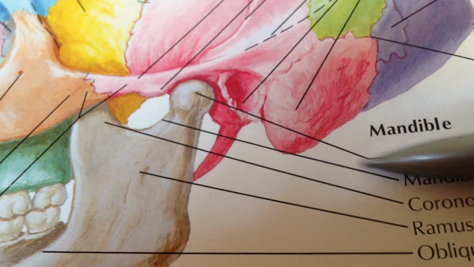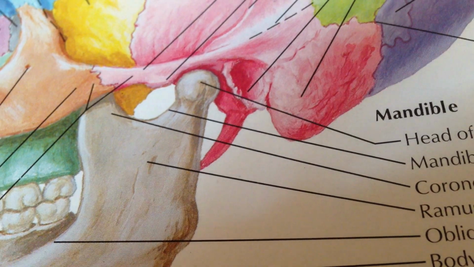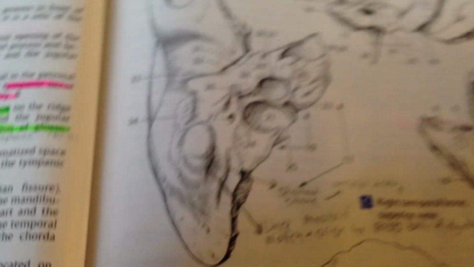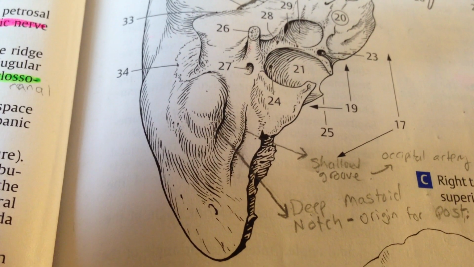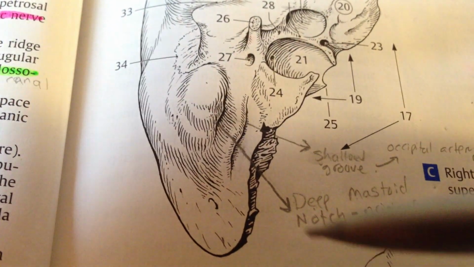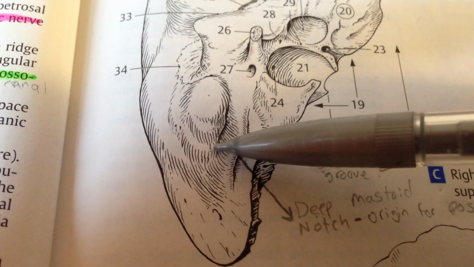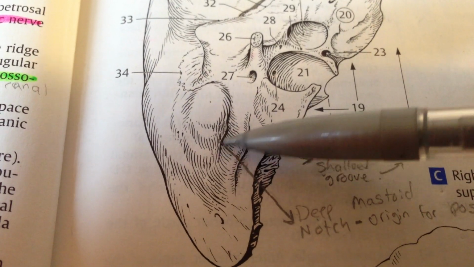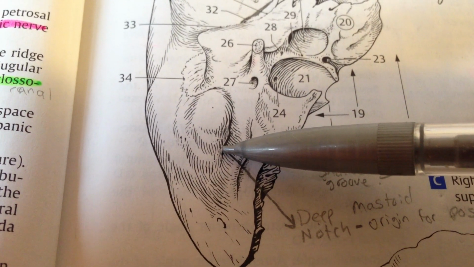Now we've discussed the mastoid air cells and the fact that it's a pneumatic bone. Now let's look at two grooves located beneath the mastoid process. We're going to use the Thieme Atlas to look at these two grooves. There's a deep groove and a shallow groove. The deep groove is right under the mastoid process, so it's known as the mastoid notch. This mastoid notch serves as the origin for the posterior belly of the digastric muscle.